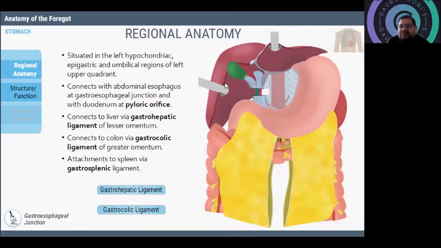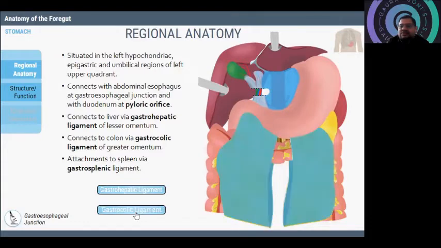And to see this particular part, we have to remove the liver. You can see the liver is moved upward. Then you can see the whole of the stomach. So let's see the gastrohepatic ligament. The name itself tells us: gastrohepatic means between the lesser curvature of the stomach and the liver. Gastrocolic means between the colon and the greater curvature of the stomach.